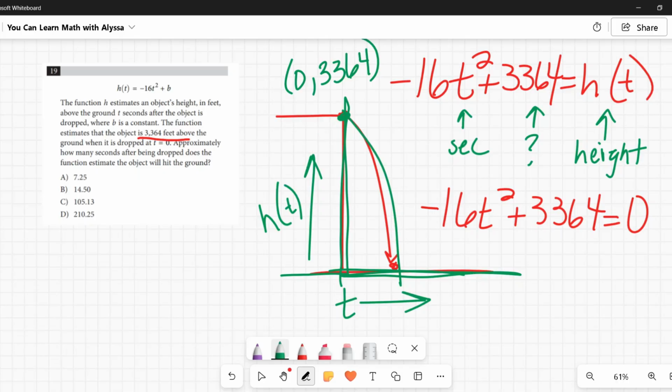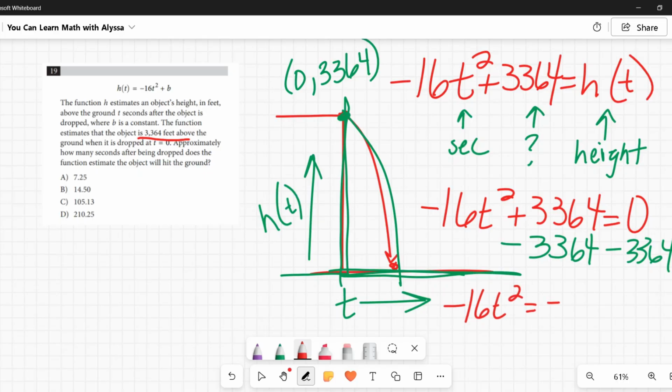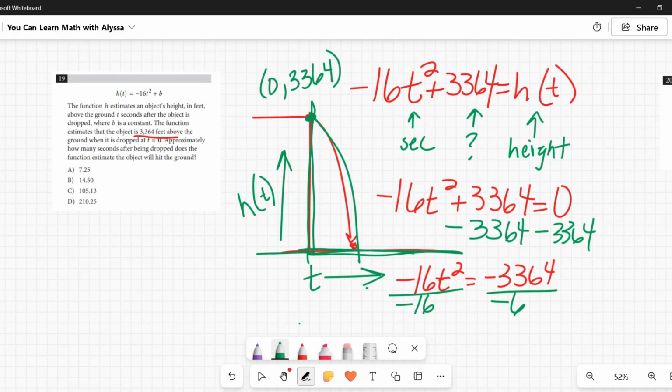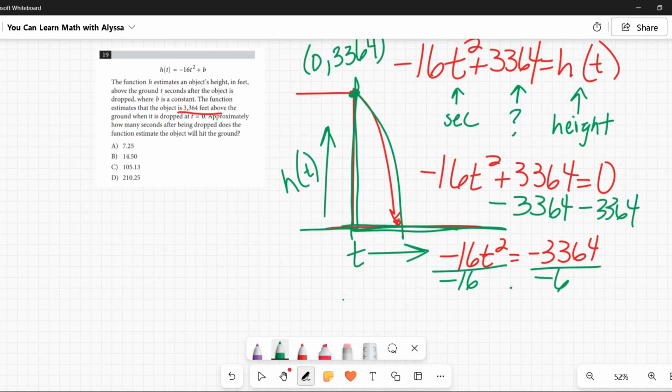If you wanted to do this mathematically, you can do that quite easily as well. You don't have to factor or anything if you don't want to. So you can just start here. It wasn't letting me draw there for a second. I can subtract 3,364 from both sides. And on the left-hand side, I'm going to get negative 16t squared equals negative 3,364. Now I'm going to divide both sides by negative 16, since that is negative 16 times t squared. I'm wanting to undo that to get t squared by its little lonesome.